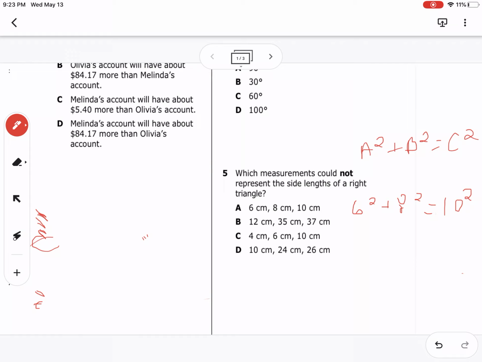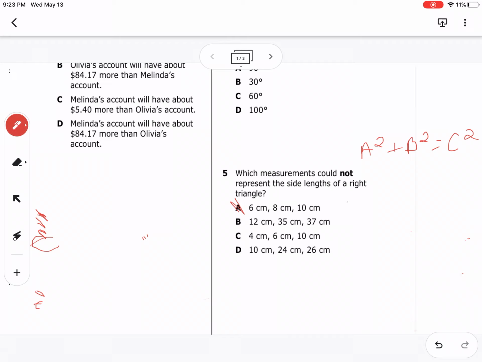So we have 6 squared, 6 times 6 is 36, plus 8 squared, 8 times 8 is 64, equals 10 squared, which is 100, 10 times 10. 36 plus 64 does equal 100. So A is correct, therefore that is wrong, because we're trying to find the one that does not represent the side lengths of a right triangle. Okay, so we've already crossed out A.